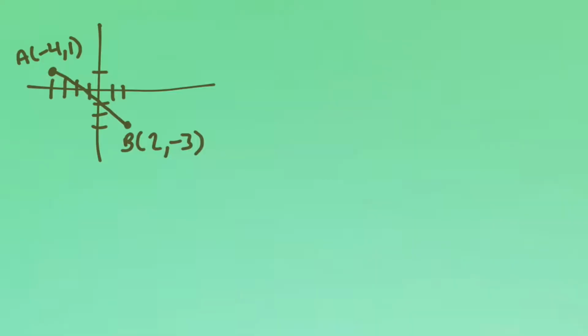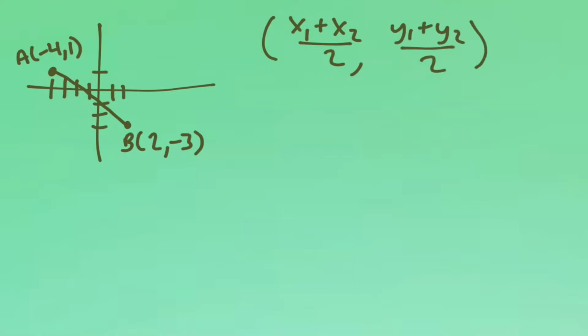Finding the midpoint between 2 points is very straightforward. Really, you are just finding the average of the x values to find the middle x value, and then you're averaging the y values to find the middle y value. Looking at this example, the formula is x1 plus x2 divided by 2, y1 plus y2 divided by 2. That gives you your new x value and your new y value.